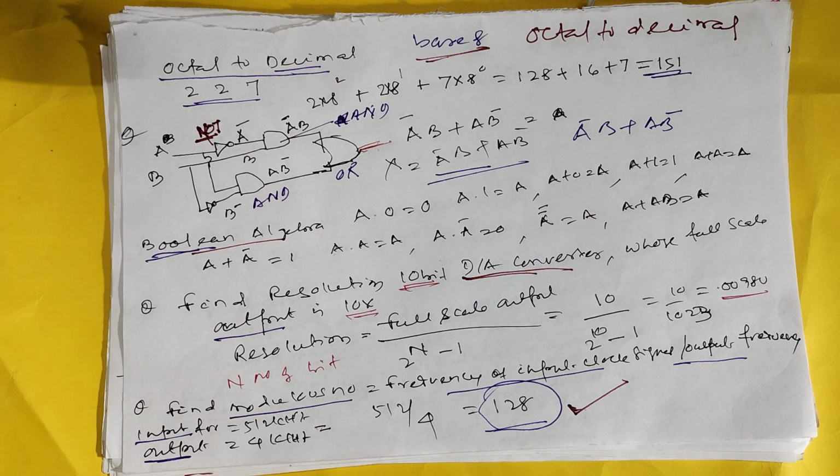Boolean algebra. Find the resolution of a 10-bit digital to analog converter whose full scale output is 10 volt. Resolution is nothing but full scale output divided by 2 to the n minus 1, where n is 10 and voltage is 10. Modulus number is the frequency of input clock signal divided by output frequency. Input is 512 kilohertz, output is 4 kilohertz, so it is 128.